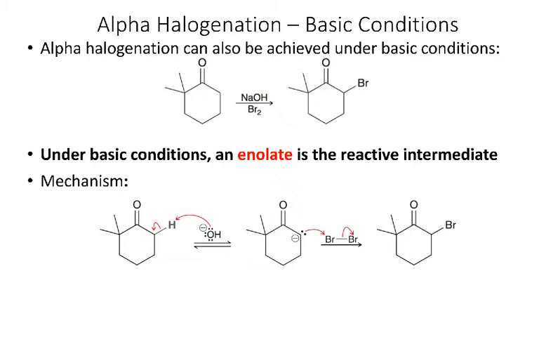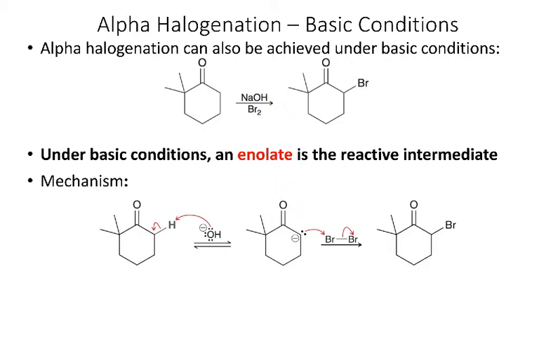Okay, thus far we've been looking at alpha halogenation under acidic conditions. We can also achieve alpha halogenation under basic conditions. So if I react this ketone with sodium hydroxide and bromine, I can also add a bromine to the alpha position. In this case, there are no hydrogens on this alpha carbon, so we can only add the halogen to this alpha carbon. Now, under acidic conditions, the enol is the reactive intermediate. Under basic conditions, it's the enolate that is the reactive intermediate.